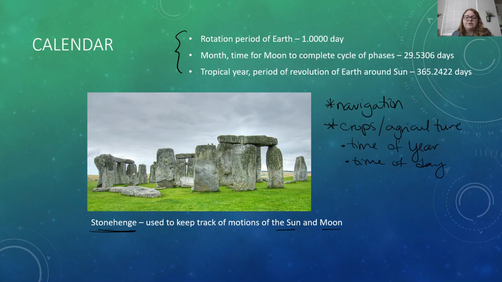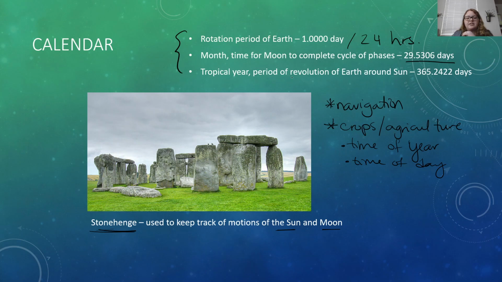So the rotation period of Earth is 1 day, okay, or 24 hours approximately. The month is based on the time for the moon to complete its cycle of phases, and we'll talk about that in a minute here, or maybe in the next video. And that is 29.5306 days. Very specific, but about 29 days.